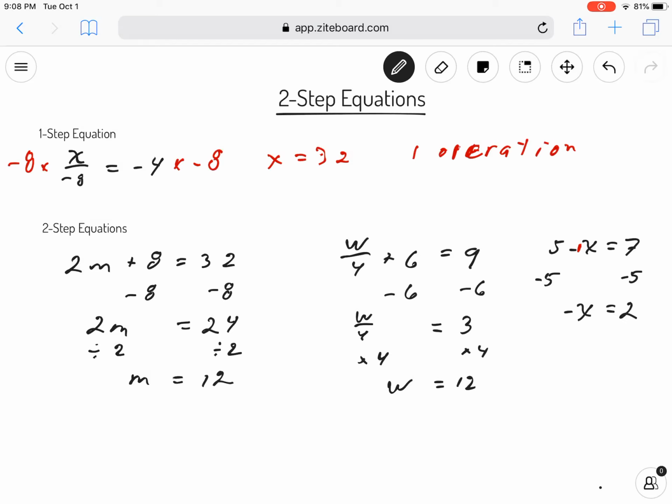So to change the x to positive, I need to multiply by negative 1. So I multiply both sides by negative 1. Negative 1 times negative x is a positive x. And that gives me negative 2. Okay, so it was actually a two-step operation there.